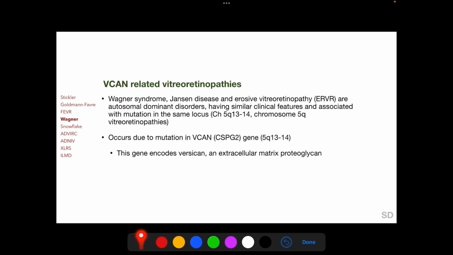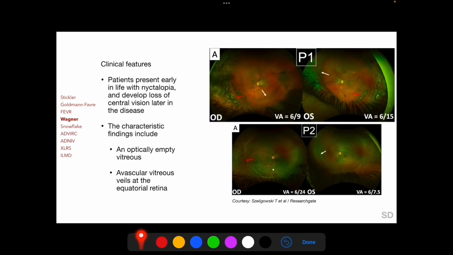Wagner syndrome, Jansen's disease, and erosive vitreoretinopathy are autosomal dominant disorders having similar clinical features and associated with mutations in the same genetic locus on chromosome 5q, and so are considered to be the same entity. They occur due to mutation in the VCAN or CSPG2 gene, which encodes Versican, which is an extracellular matrix proteoglycan. Patients with Wagner syndrome present early in life with nyctalopia and develop loss of central vision later in life.